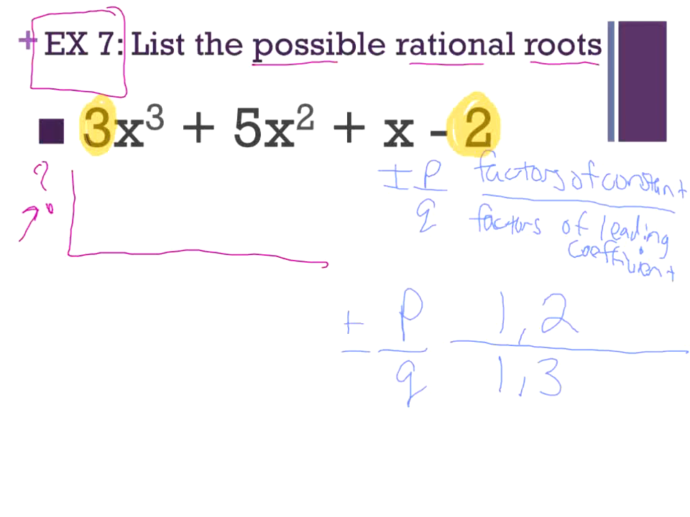So what am I supposed to do with this now? Let me show you. These are my possible numbers that I'm supposed to try for my synthetic division. But notice that this is a fraction. So here's how you work it out. We're going to take our 1 and put it over the 1. So 1 over 1 or 1 over 3 are two of my options.